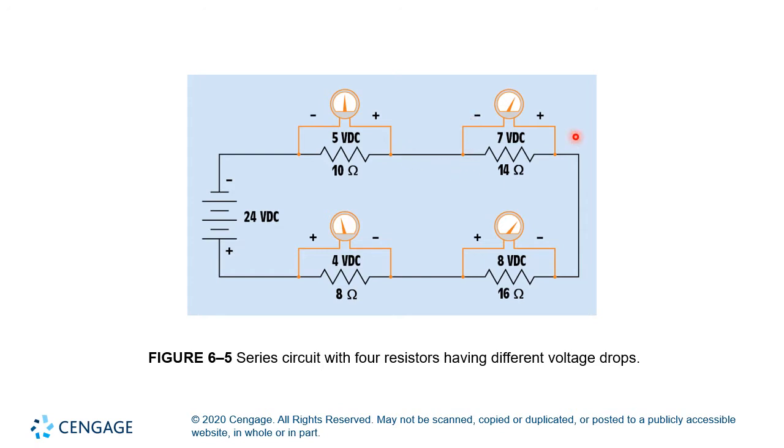We then have 7 volts DC. Across the 16, 8 volts DC. Across the 8, 4 volts DC. You can probably see pretty clearly that the voltage drops are proportional to the resistance. The other thing you can probably see is that if we were to add these up, 5 plus 7 plus 8 plus 4, that would of course equal 24 volts DC. Right? So each of these voltage drops, when summed, is going to be equal to the total applied voltage.